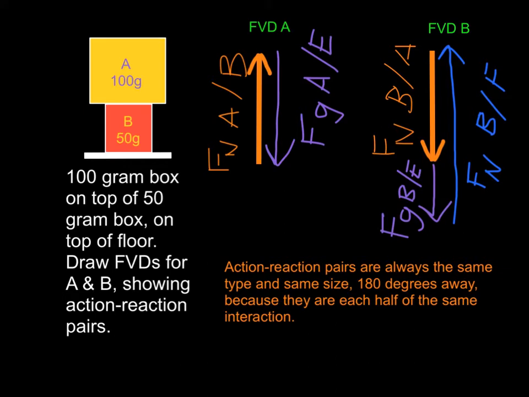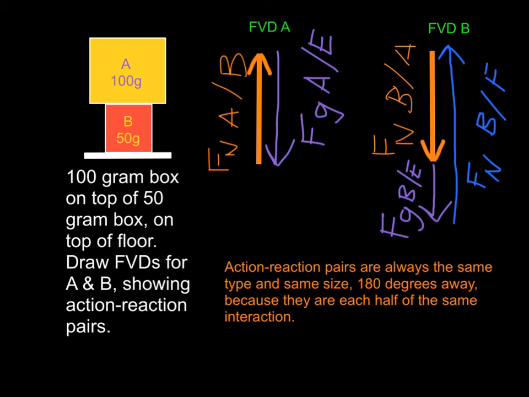Now you always draw them on two different diagrams because it takes two objects for an interaction, not one object. One object cannot interact with itself. So when you're drawing the action-reaction pairs, otherwise known as Newton's third law pairs, you're always going to draw them on two different force vector diagrams.